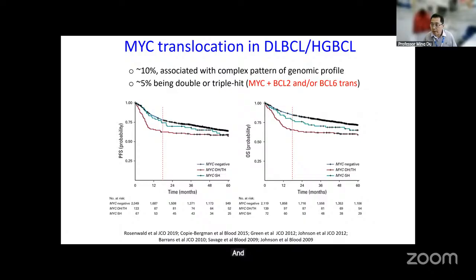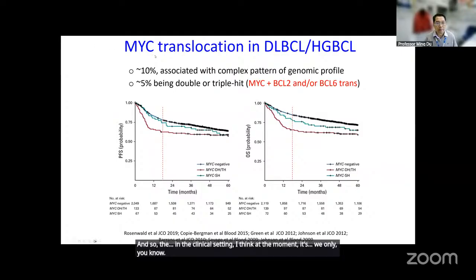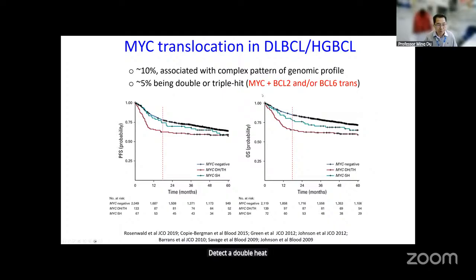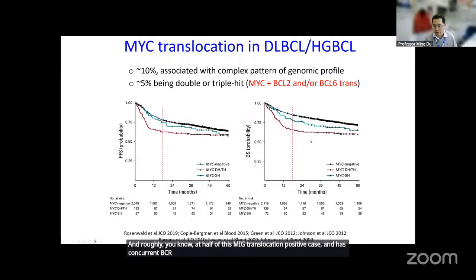In the clinical setting at the moment, we only perform FISH analysis for MYC and BCL2 chromosome translocation in order to detect a double hit. We know these translocations occur in around 10% of cases, and roughly half of the MYC translocation positive cases have concurrent BCL2 translocation. They confer the double hit, and clinically we know they are more aggressive.